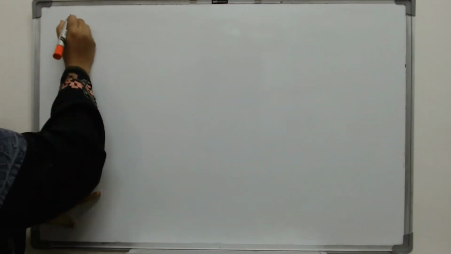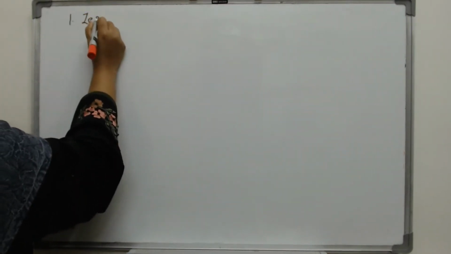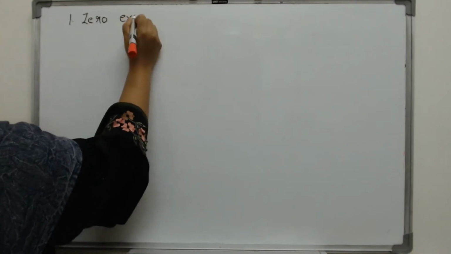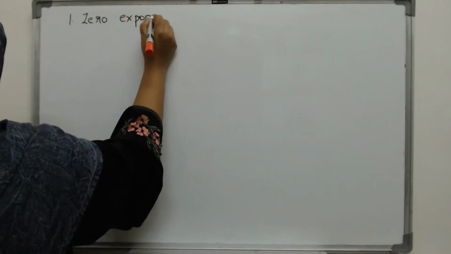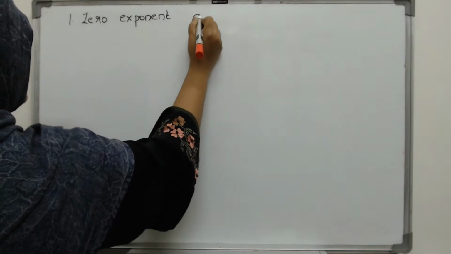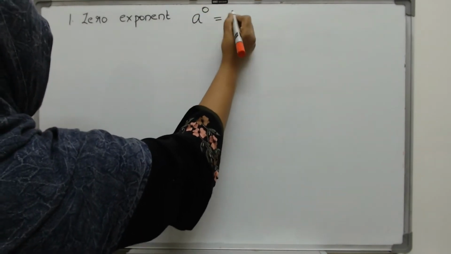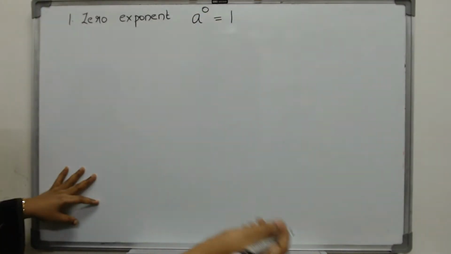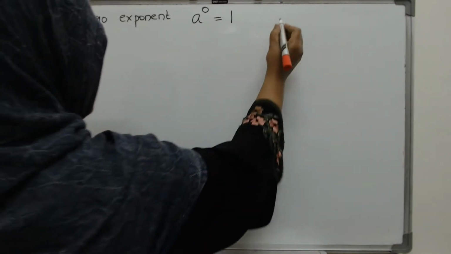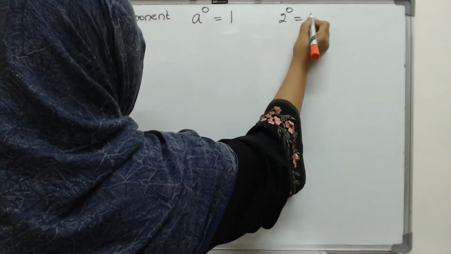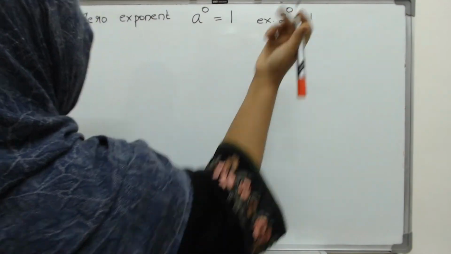Now let's move on to some basic rules regarding the exponents. The first one we have is the zero exponent law. Any number raised to 0 is 1. 5 raised to 0 is 1. 2 raised to 0 is 1. Any number raised to 0 is 1.